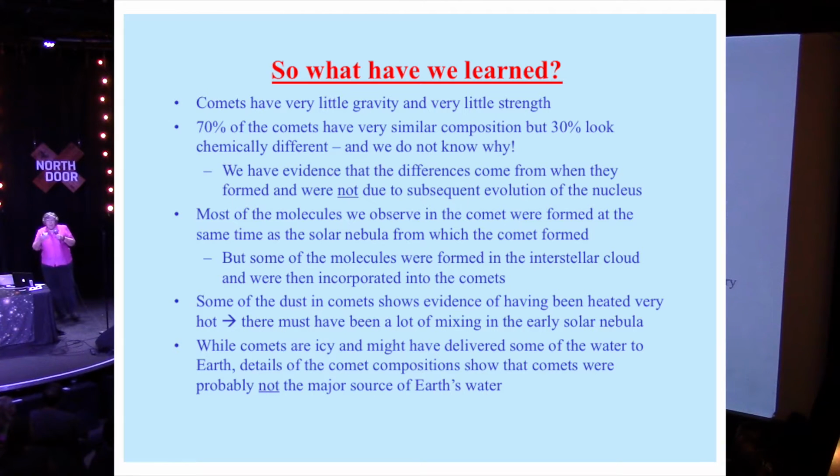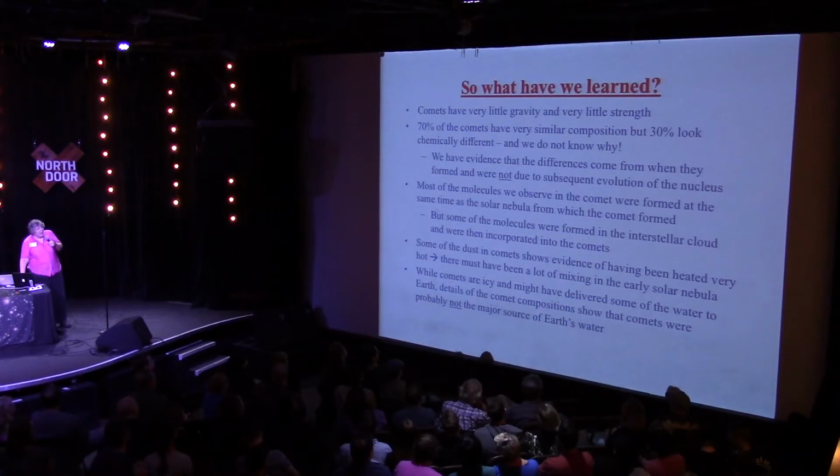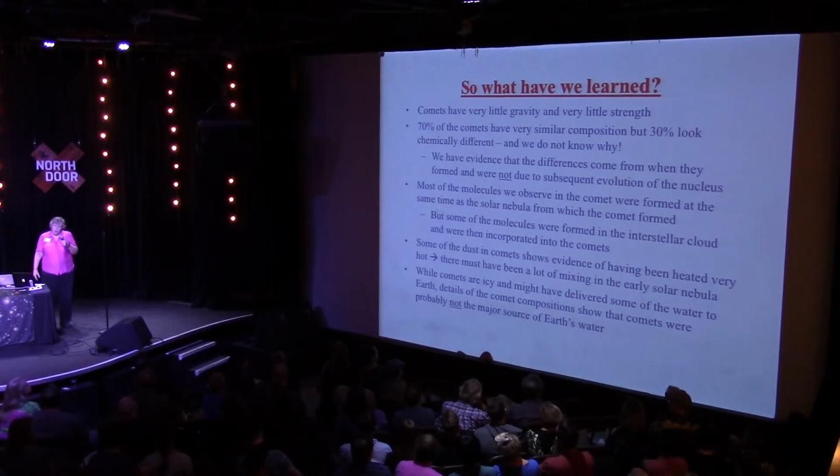Some of the dust in the comet has to have been very close to the sun because it's been heated very, very hot, which tells us there's been a lot of mixing in the early solar nebula when you form planets. And while comets are icy, they might have delivered some of the water to the Earth. The details of the comet composition show the comets were probably not the major source of Earth's water. And so we go on to try to learn more and find out what they are telling us about the origins of our solar system, because one thing we always want to know is where do we come from?